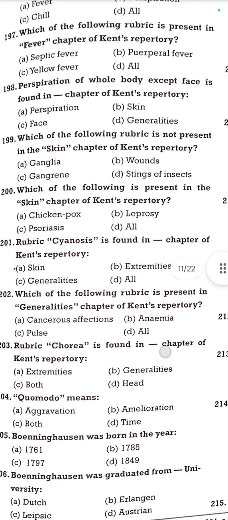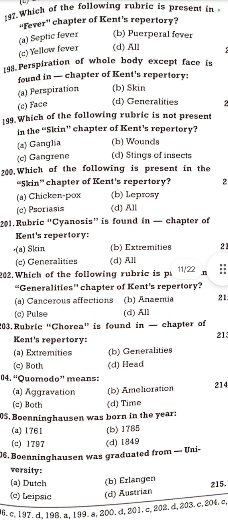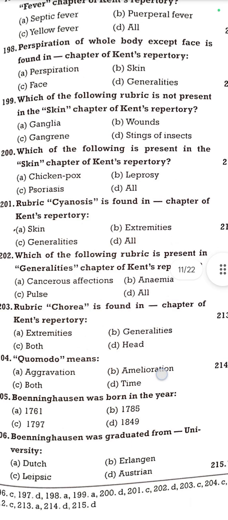198. Perspiration of whole body except face is found in which chapter of Kent's repertory? So the answer is perspiration. 199. Which of the following rubrics is not present in the skin chapter of Kent's repertory? The answer is wounds. Actually, in this question, the answer is marked ganglia, but that is incorrect. Wounds is not present in skin chapter, it is present in generalities.